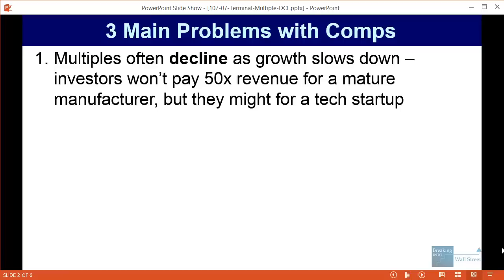So you'll see these stories in the news about 50x revenue multiples for startup companies, or paying 500 times revenue for some new hot tech startup. But you're not going to pay that type of multiple for a mature manufacturing company because the growth potential is much lower. It's already a developed industry.